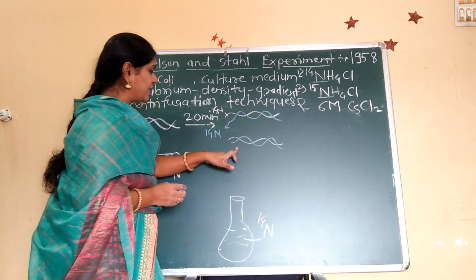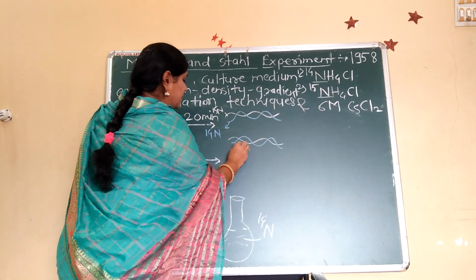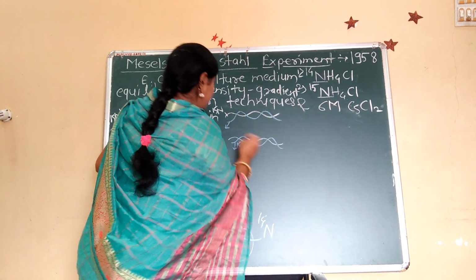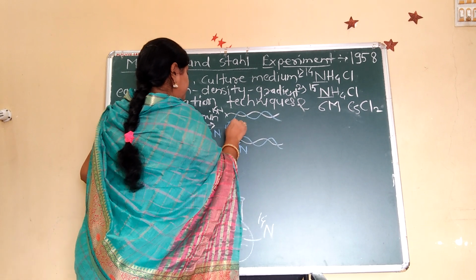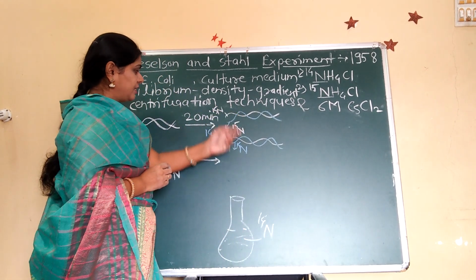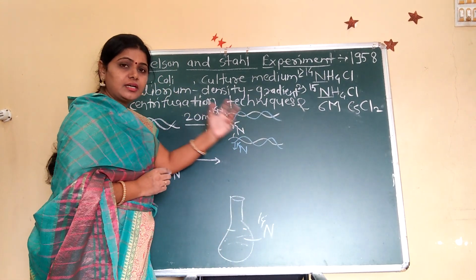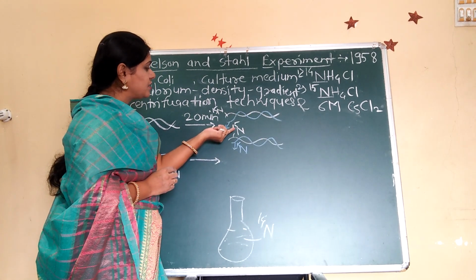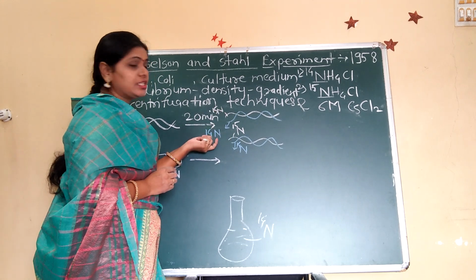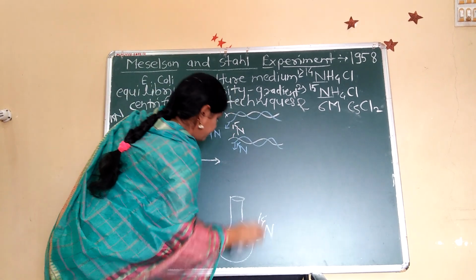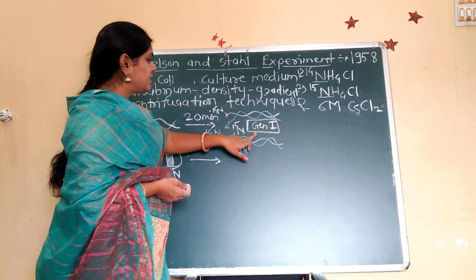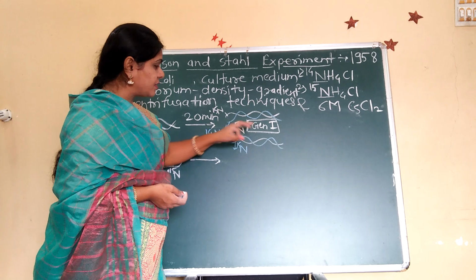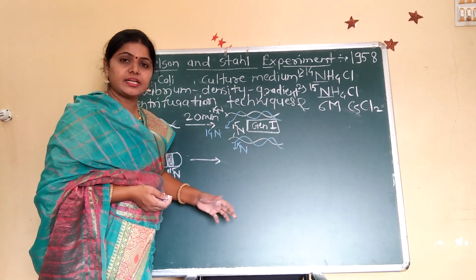Here a different chalk is used. Here it is N14 and N15. This shows one band which is N15 and one band which is N14. This is the first generation of that bacteria. They use the centrifugation technique.